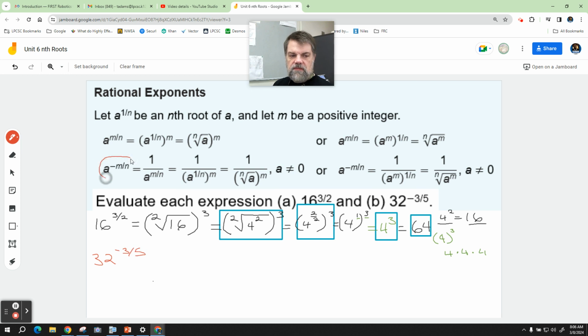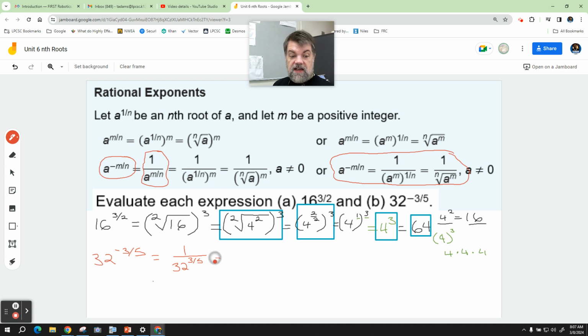Well, here's the rule that we're going to use. This is the same as this. And then we're going to go through this whole process. We have a negative exponent. How do we make it positive? Well, the shortcut is you toss it on the other side of a fraction. So when I put 32 on the bottom here, this becomes positive 3/5. We don't like to do the work with negative numbers, okay? And now we do all this work, but it's under the 1.